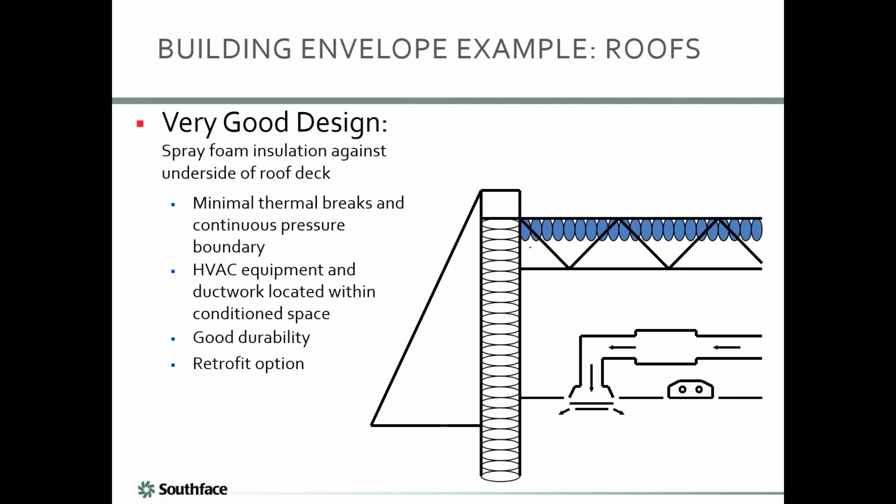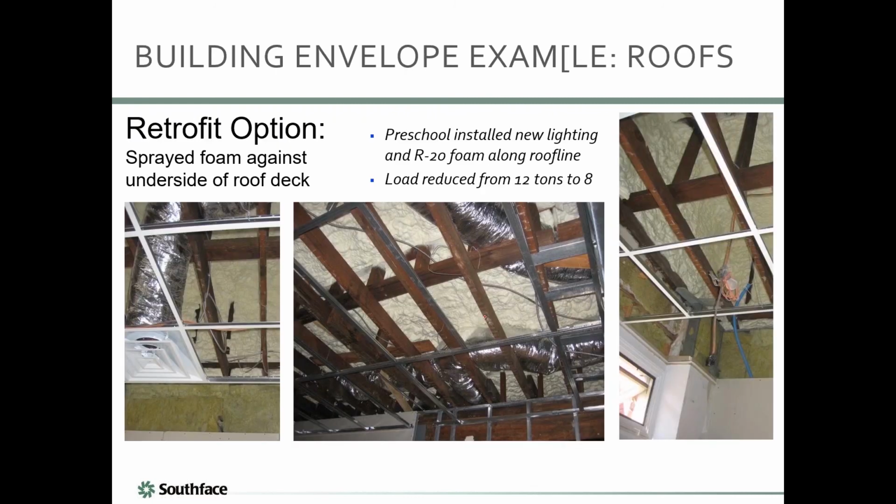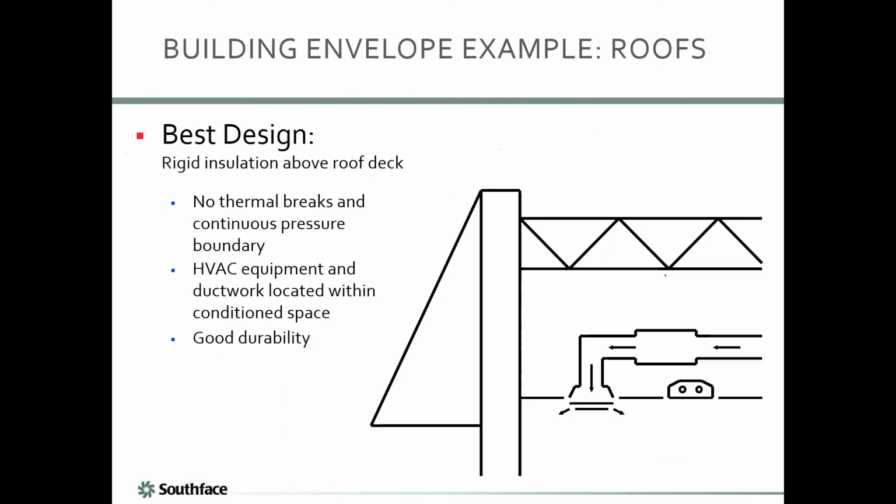So this one is spray foam up against the roof deck, and that's an option, and that tends to stay in place and actually make it pretty airtight. So that works pretty well. Just as a case study, this building, the load dropped from 12 tons to 8 tons when they foamed the roof line and also put in some new light fixtures. So those two things reduced the load by 1/3. So it really did have a big impact.